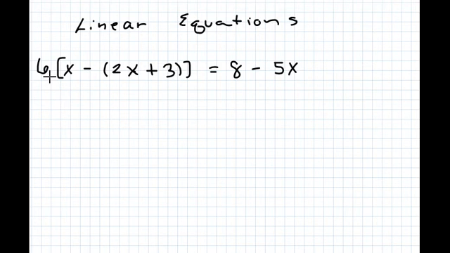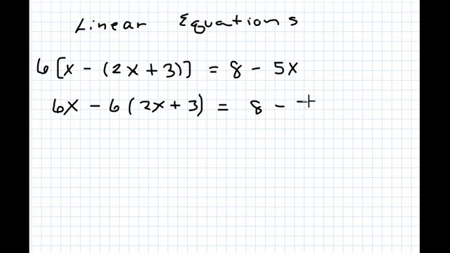So what I'm going to do here is distribute this 6 across first, and so we end up with 6x minus, and we're going to have a 6 here, so we have 2x plus 3. And now that I've distributed the 6 across, we can drop these brackets, except we want to close this in here. So we have 8 minus 5x. Now I'm going to distribute the 6 across.